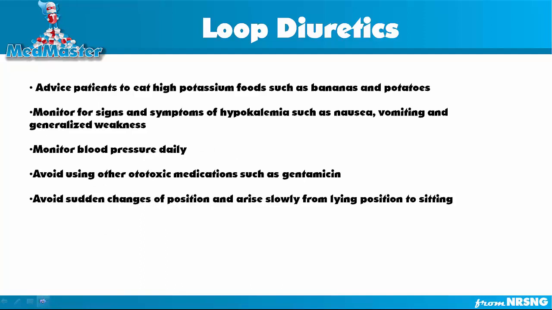So what do we have to teach the patient, and what are the nursing considerations? First of all, I have to tell the patient to eat high potassium foods because the drug causes hypokalemia, such as bananas, potatoes, or other high potassium containing foods. I have to tell them to monitor for signs and symptoms of hypokalemia, such as nausea, vomiting, and generalized weakness as well. We have to tell them to monitor their blood pressure daily, and avoid using other ototoxic medications such as gentamicin.